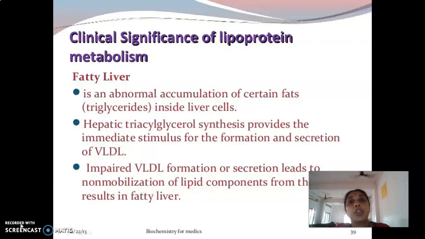And from the extrahepatic tissues, the excess of the cholesterol esters will be taken up by the HDL, and they will be taken back into the liver. And this is known as the reverse cholesterol transport.